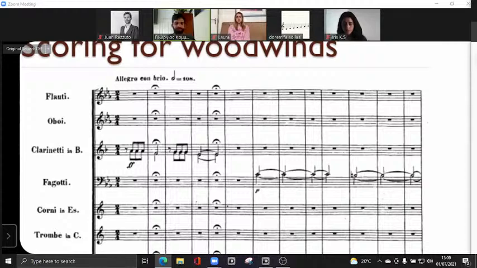The horns. What does it say? In general, the horns we use nowadays are F horns, so they transpose a perfect fifth lower. But these are E flat horns. They transpose a major sixth lower than written. But nowadays we use F horns.